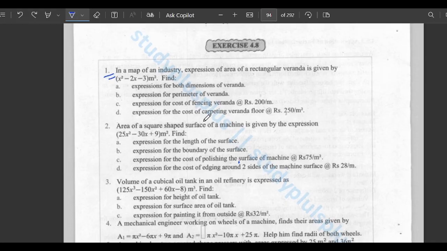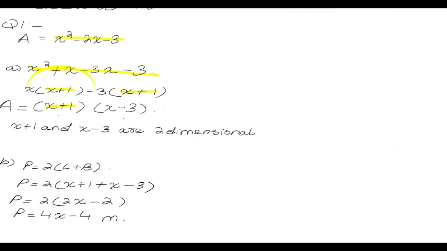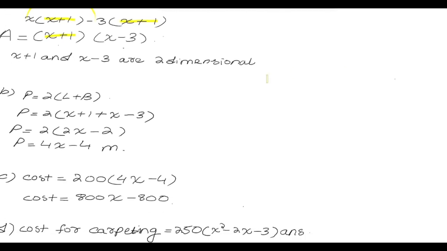Now the second part states that we need to find an expression for the perimeter of the veranda. And note that the veranda is a rectangle. So in order to find the perimeter, we will use the formula for the perimeter of a rectangle, which is 2 bracket length added with the breadth or the width. We'll take our length as the first factor, which is x plus 1, and breadth as our second factor, which is x minus 3, and then we'll add them up and multiply them with 2.